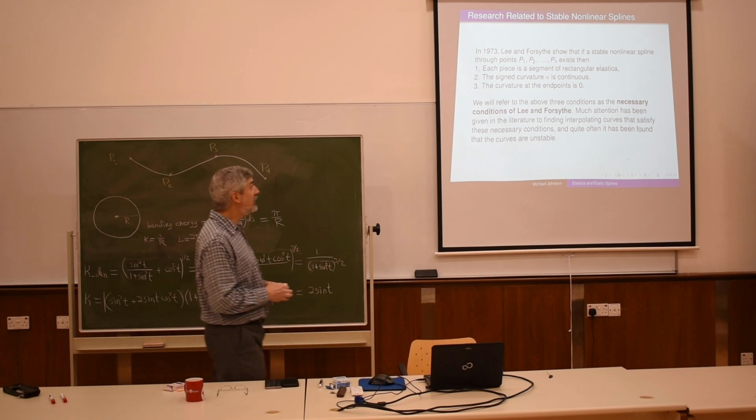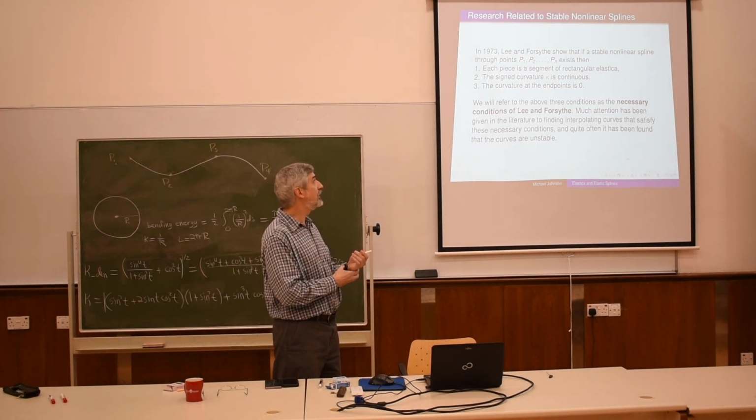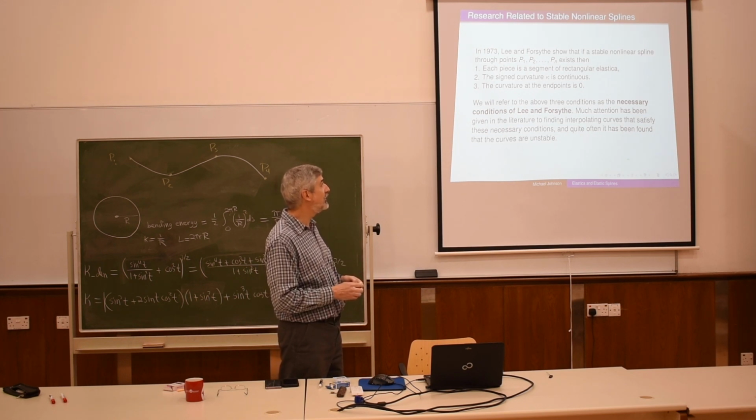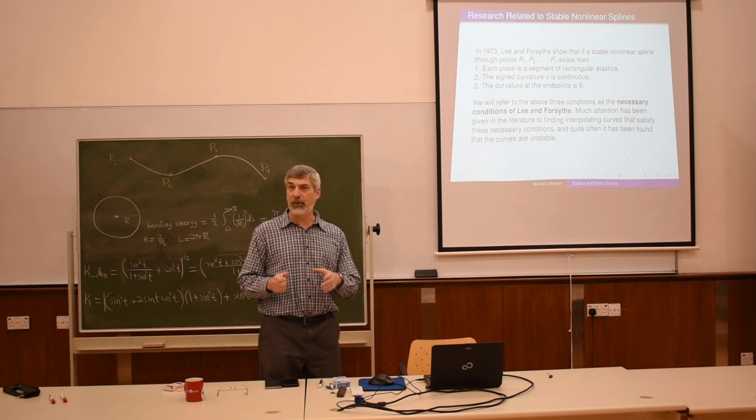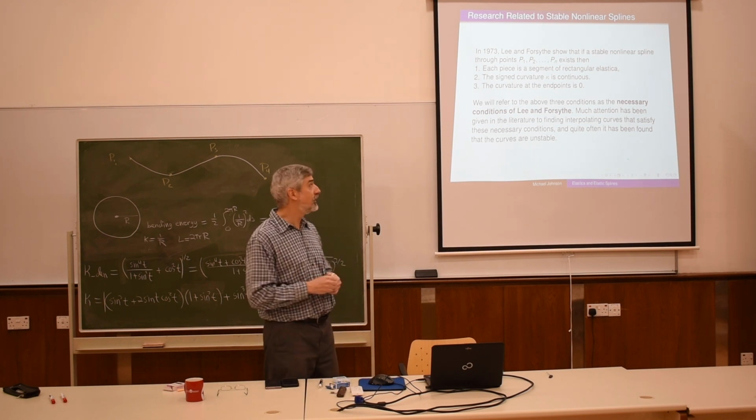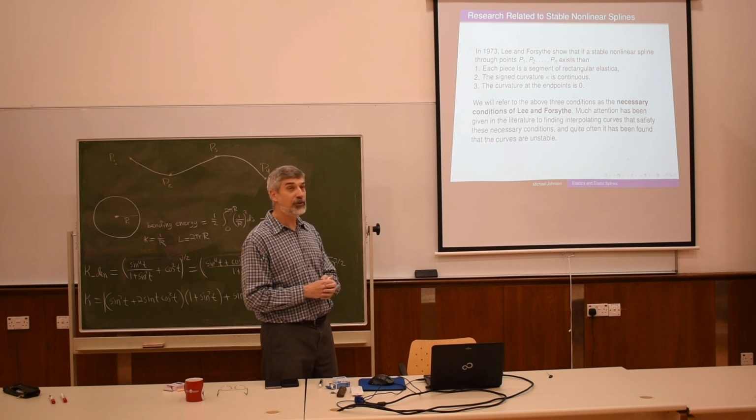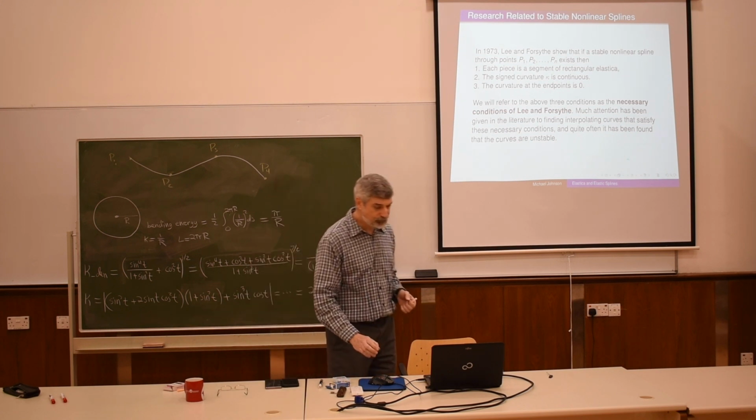And in 1973, Lee and Forsyth show that if a stable nonlinear spline through points P1, P2 to Pn exists, then, as I said before, well, now they're giving a proof that each piece is a segment of rectangular elastica. Also, number 2, the sine curvature is continuous. And 3, the curvature at the endpoints is 0.